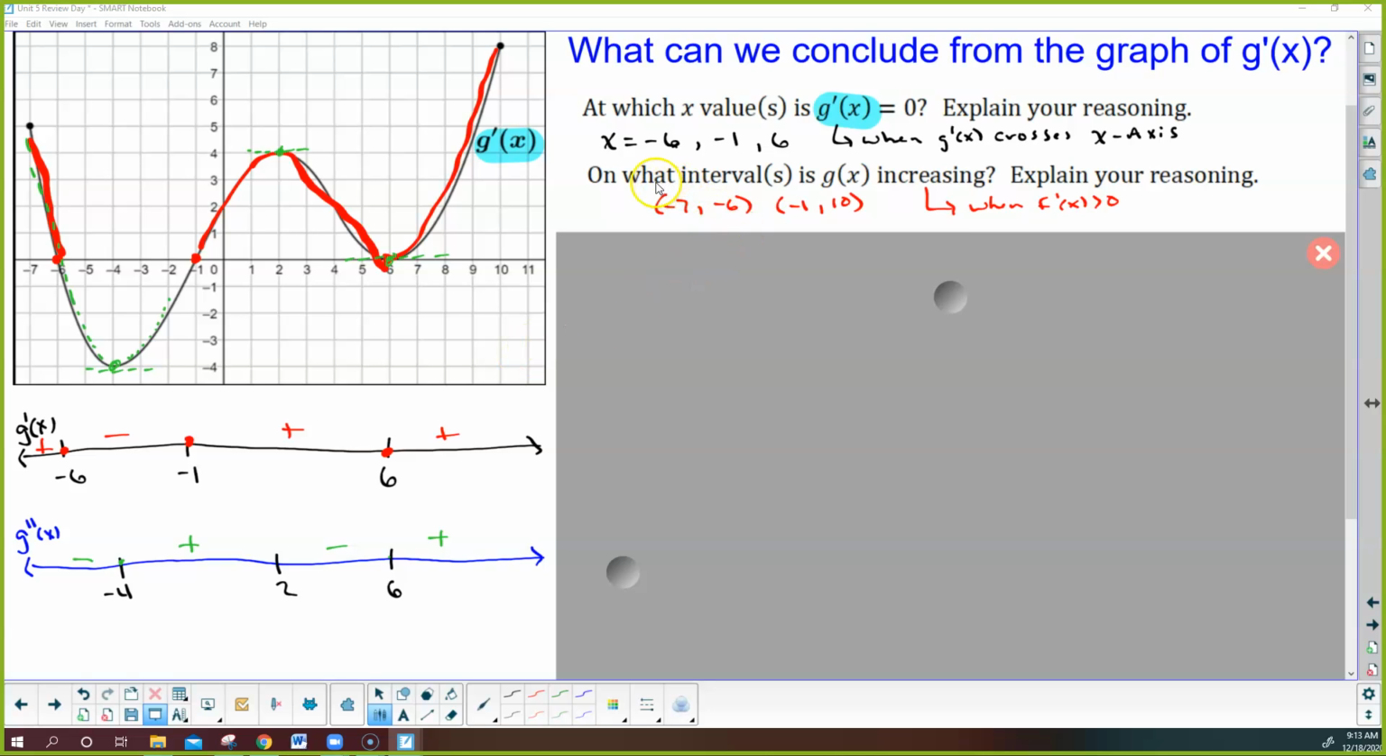All right, so now on what intervals is g increasing? Notice this is the original function. So when is the original function increasing? Oops, instead of f, this should be g. The original function is increasing when the first derivative, g prime, is greater than 0. So look at your first sign chart. When do I have positive slopes? From -7 to 6, from -1 all the way to 10. Now you could have also said -1 to 6, and then 6 to 10. I've seen this written 2 different ways. They'd accept either way.